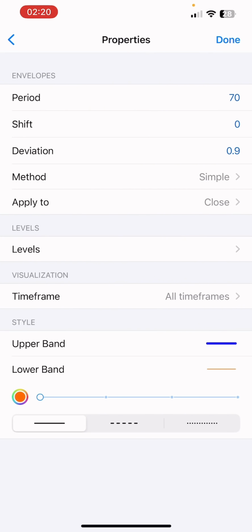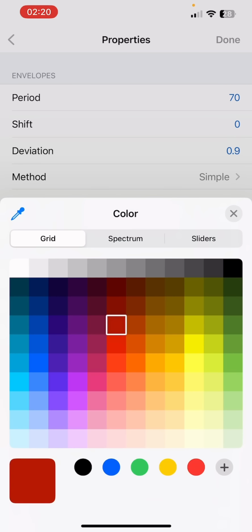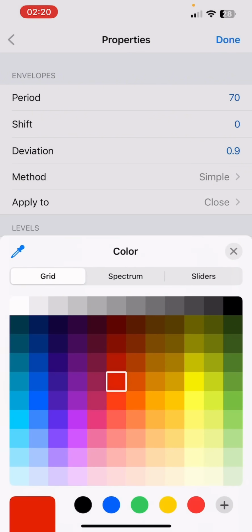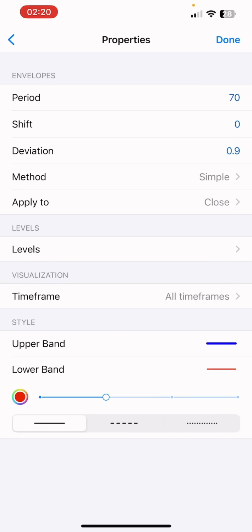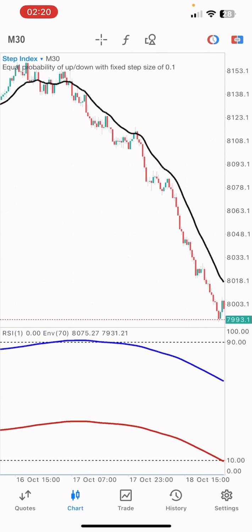All right, the lower band, let's go for red, because these are the colors that are more familiar. So you increase this one. The period is 70, the shift is 0, the deviation is 0.900, the same as 0.9. The method is simple. Forget about the level, all time frames, then you're done.